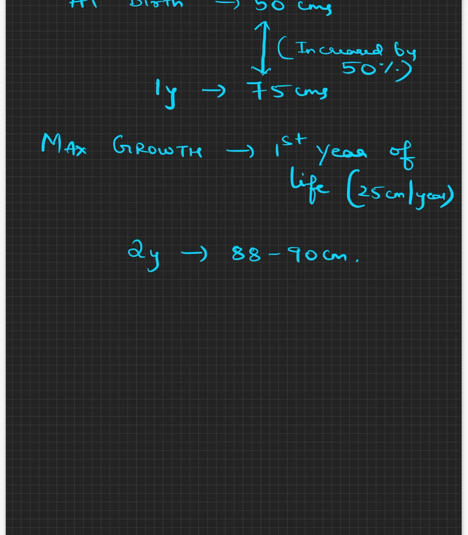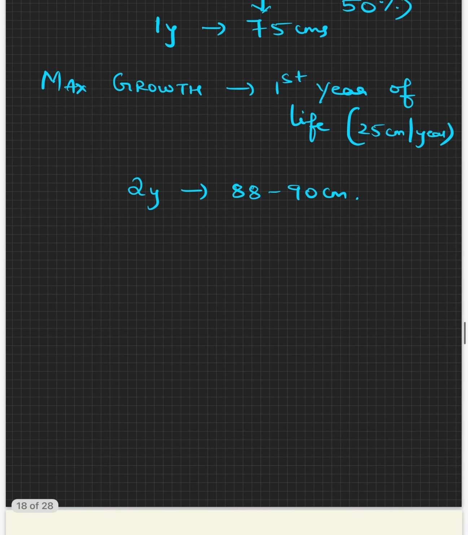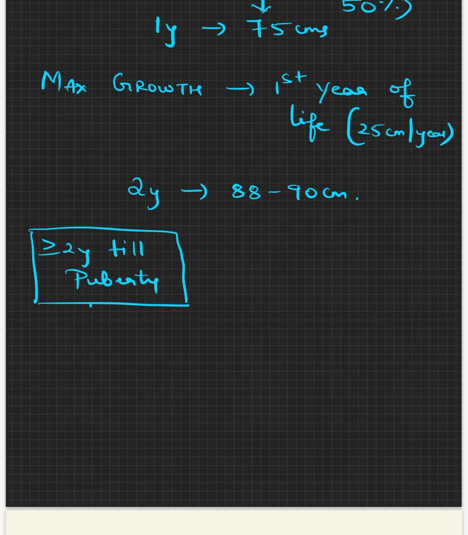By 2 years, the length will become 88 to 90 centimeters. After 2 years, we use the formula till puberty. After 2 years, usually the length grows by 5 to 6 centimeters per year. Then the pubertal growth spurt occurs, where it will grow around 8, 9, 10 centimeters per year. So from 2 years till puberty, we use the formula 6x plus 77 centimeters.